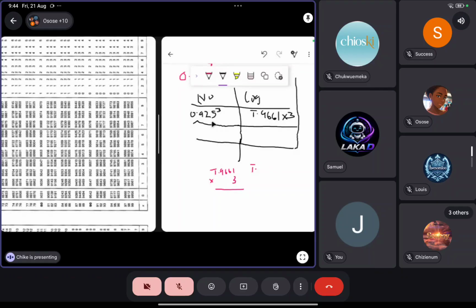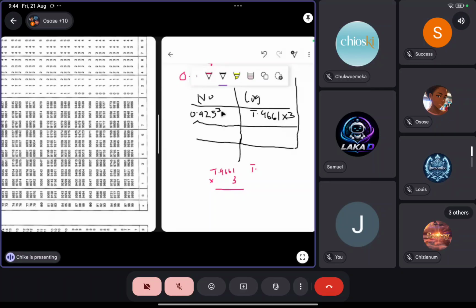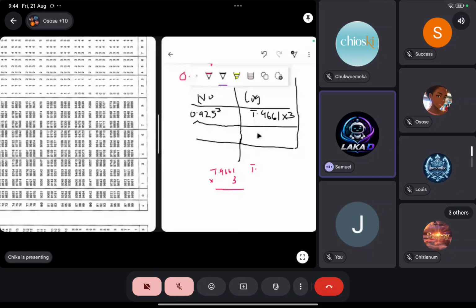Like, what do you mean by solve it like that? Let me understand what you mean. Like, you mean raise it to power 3? No, now the goal is for you to raise it to power 3 using logarithm. So you cannot just do your normal multiplication or calculator or whatever here. You have to do it in logarithm. Okay, I understand. All right.